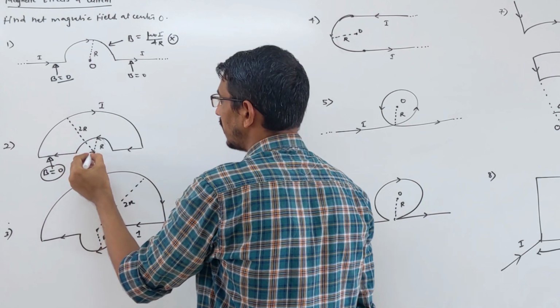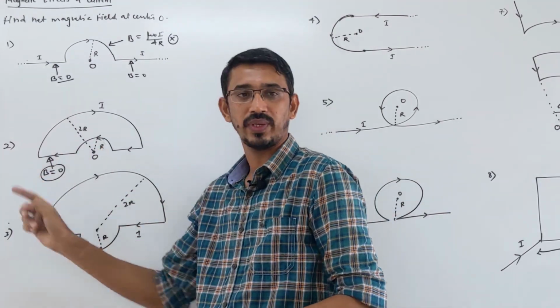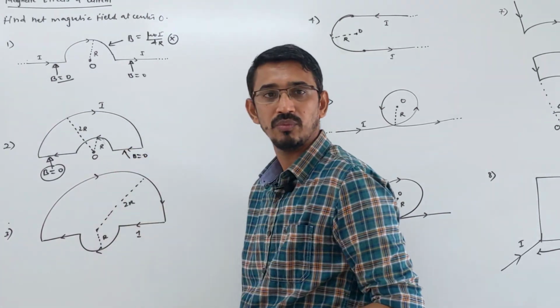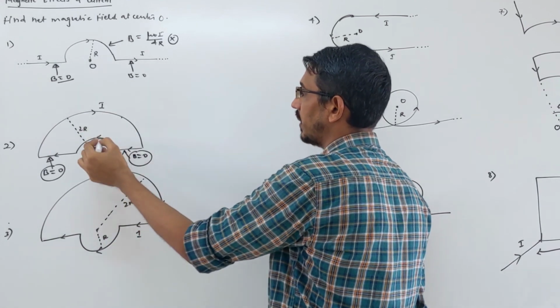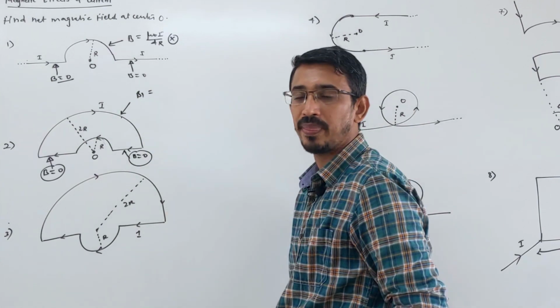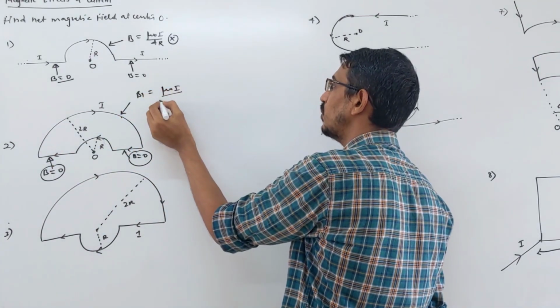Because this point where you are finding the magnetic field is along the length of this wire. Exactly the same here, due to this wire also the field is 0. Both wires give 0. Now we have the circular parts, this and this, right? Let's find the field due to this part, let's call it B1. For a half loop, directly mu naught I upon 2r.